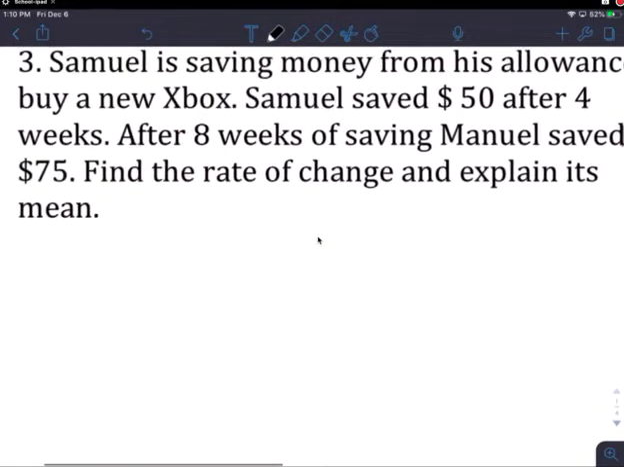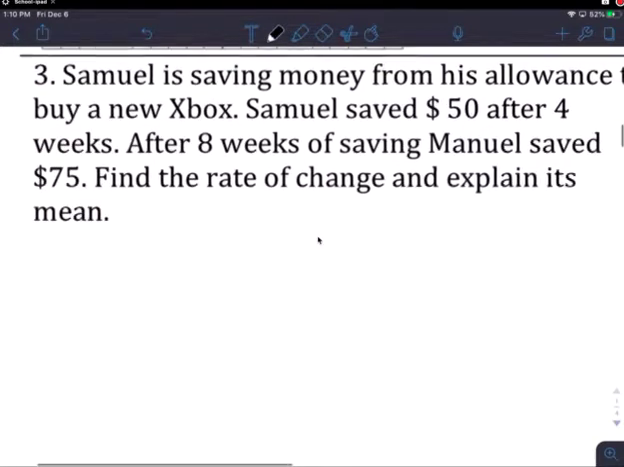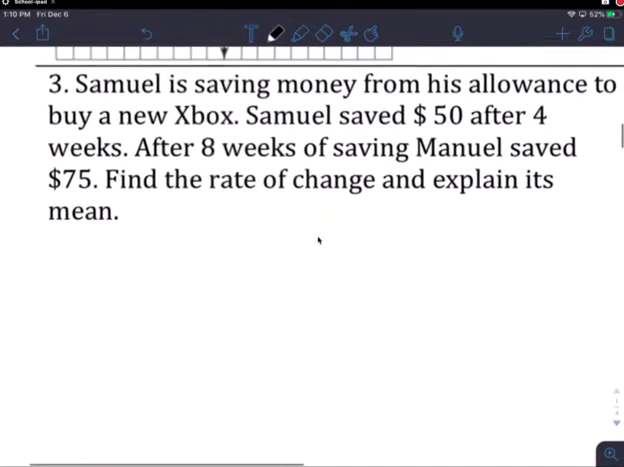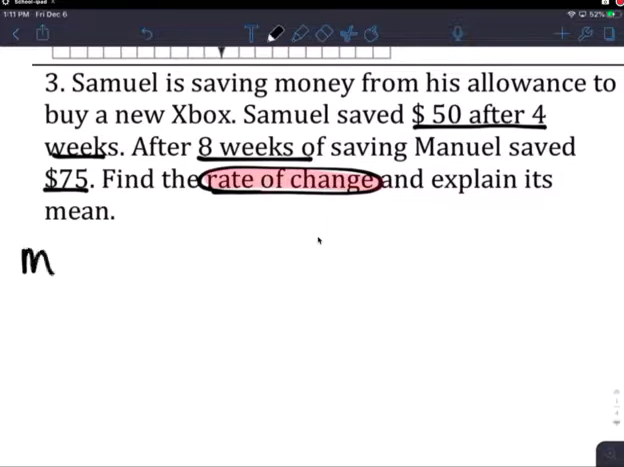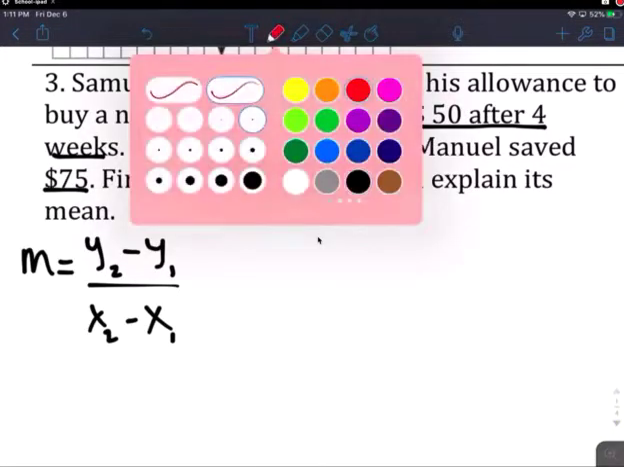Okay, so here Samuel's saving money from his allowance to buy a new Xbox. Samuel saved $50 after 4 weeks. After 8 weeks of saving, Samuel saved $75. Find the rate of change. So here we're finding the rate of change. Rate of change is slope. Slope is y sub 2 minus y sub 1 over x sub 2 minus x sub 1. Okay, so you need two ordered pairs.